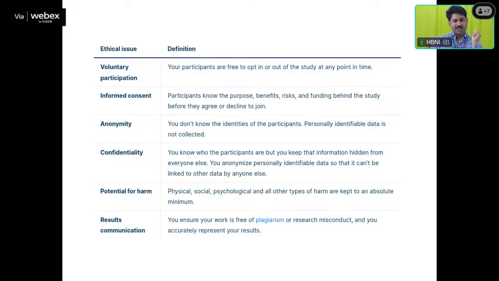Result communication. To ensure your work is free from plagiarism. Plagiarism we have already discussed in the previous class, or research misconduct, and you accurately represent your results.